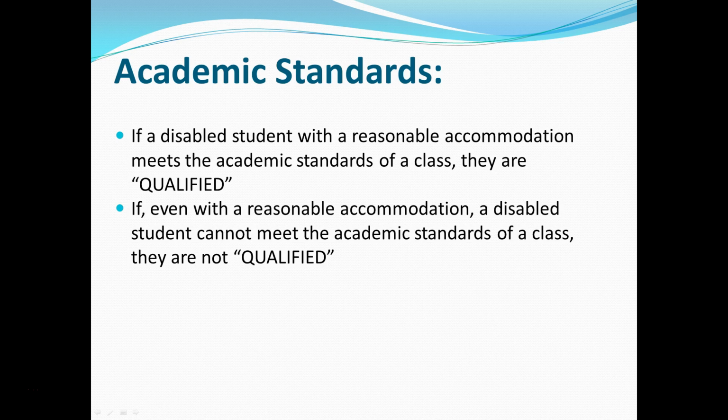Academic standards. A disabled student needs to meet academic standards in order to be qualified. This means that if a disabled student is able to meet the academic standards of a class with a reasonable accommodation, they are qualified. However, if a disabled student has a reasonable accommodation and still cannot meet the academic standards of a class, they are not qualified.